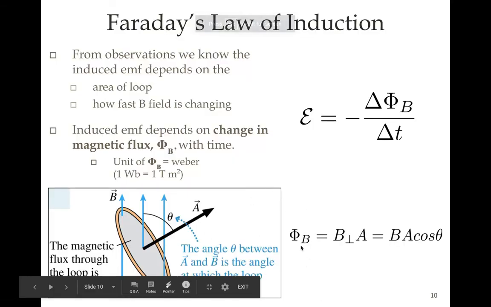Okay, so when we want to calculate flux, it gives you a little bit more understanding now. Sorry, my dog has got an itch.